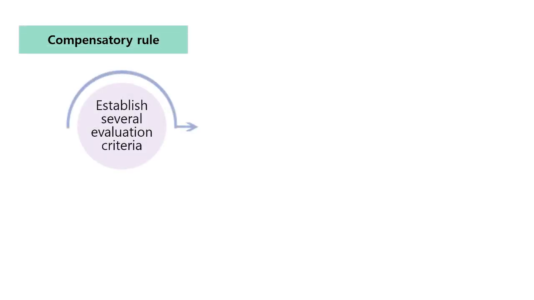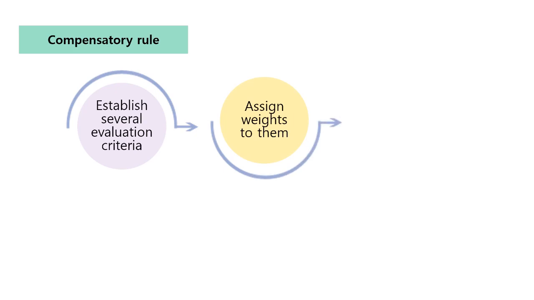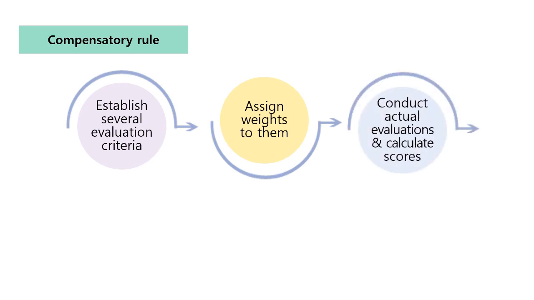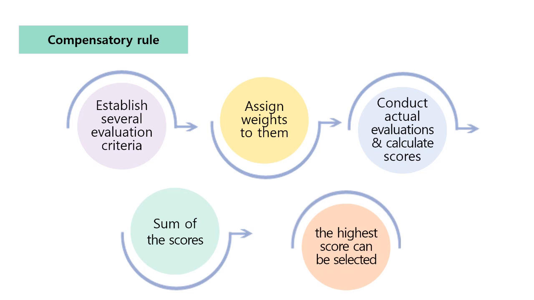The compensatory rule involves the following steps. First, establish several evaluation criteria and assign weights to them. The sum of the weights should be 100%. Then, conduct actual evaluations based on the criteria and calculate scores by applying the weights. The sum of the scores represents the final score for each alternative. By comparing the final scores, the alternative with the highest score can be selected.